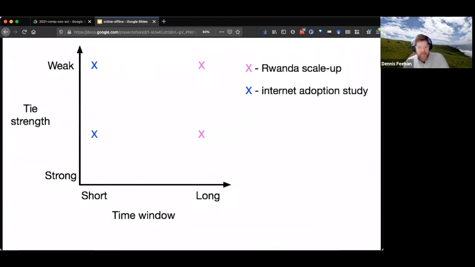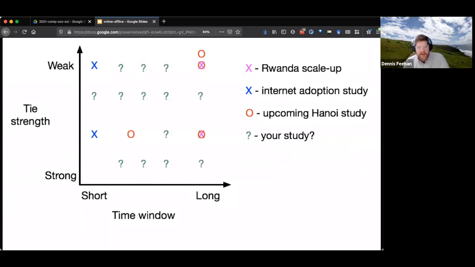Then in this study that I just showed you, we looked at interactions in the previous day through a relatively strong and a relatively weak type of network. There's another study, where the paper's getting written up, a scale-up study in Hanoi, Vietnam, where there's a combination of long and short time windows and also different tie strengths. And then maybe someone here will conduct a study that will help us fill in some of the rest of this landscape.